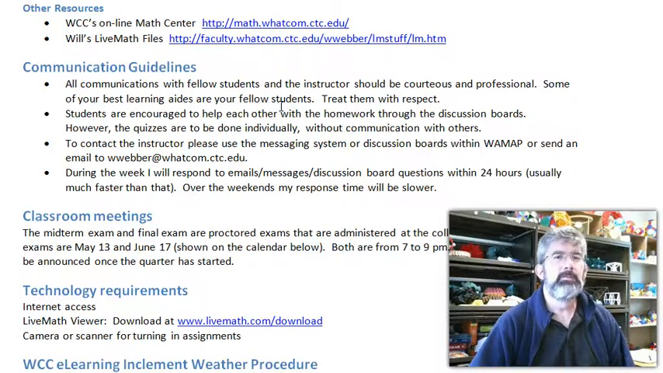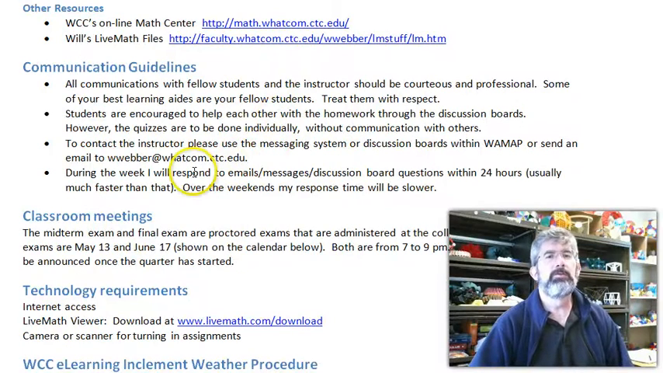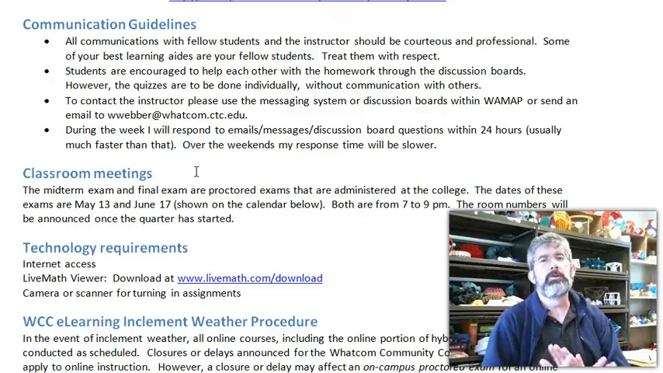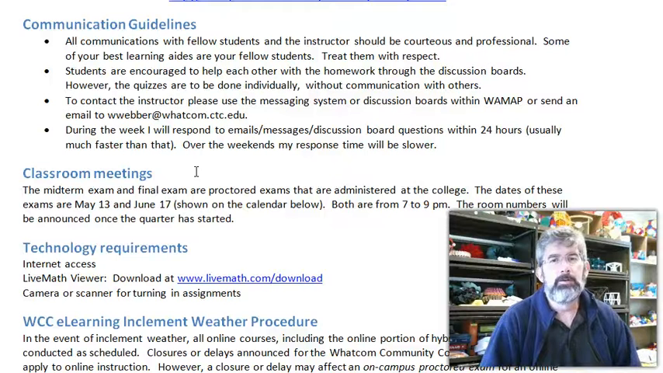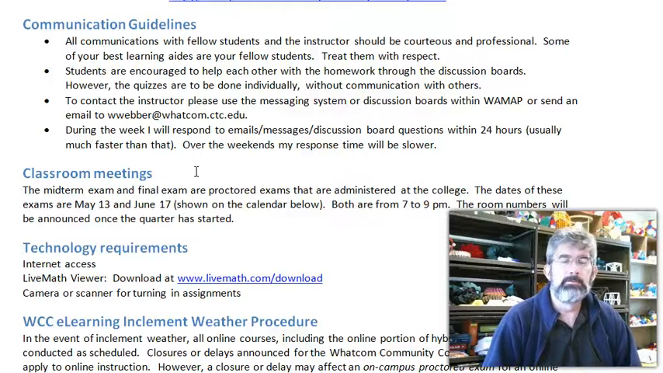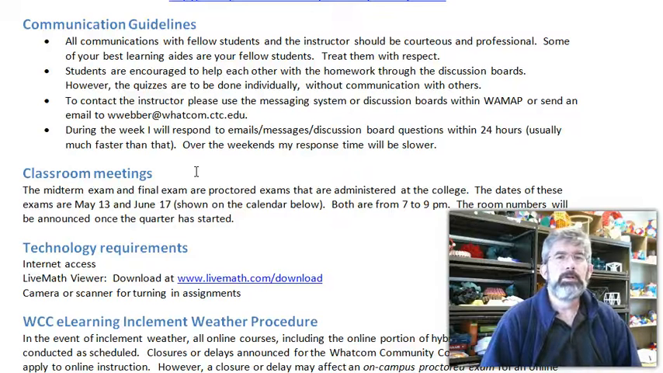Communication guidelines. Communications with your fellow students and instructors should be courteous and professional. Some of your best learning aids are your fellow students, so treat them with respect. I will do the same. You're encouraged to help each other with homework through the discussion boards. We mentioned already that the quizzes are done individually without communication from others.